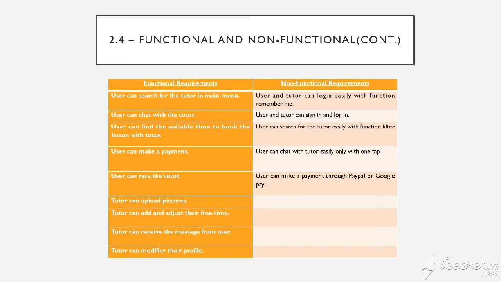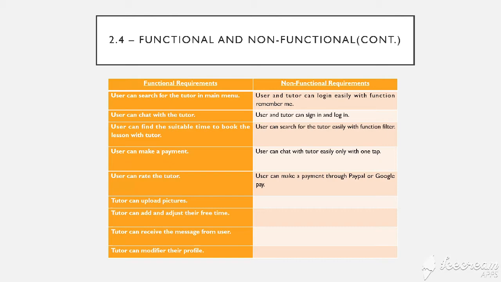The 2.4 is functional and non-functional. Functional requirements. User can search for the tutor in the main menu. User can chat with the tutor. User can find a suitable time to book the lesson with the tutor. Can make a payment, can rate the tutor.